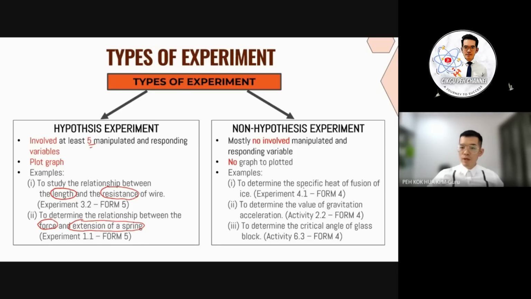We just need to find out the value of the specific heat of fusion of ice. And to determine the value of the gravitational acceleration in Activity 2.2 in the Form 4 textbook is also one of the examples of a non-hypothesis experiment. Then the last will be to determine the critical angle of a glass block, which is the question we are going to discuss today. That means we will discuss an experiment of the non-hypothesis type.